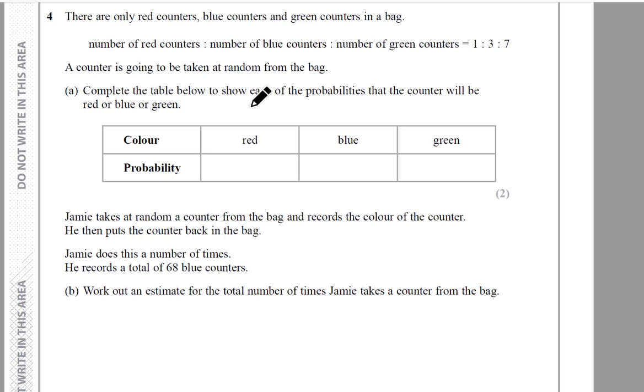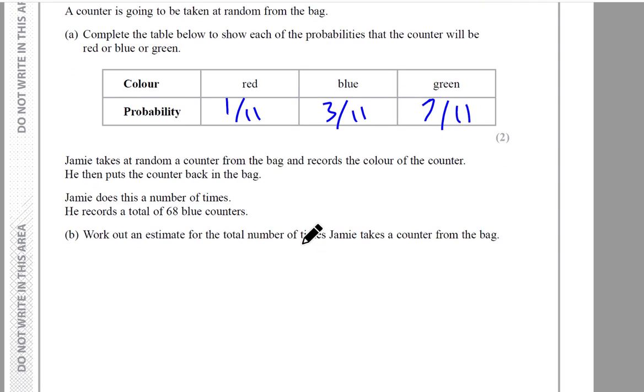So you could see that's out of 11, so 1 out of 11 is red, 3 out of 11 is blue, and 7 out of 11 is green, so just fill that in. Leave it as a fraction, it is fine. That is a straightforward 2 marks. We need to clean that up.